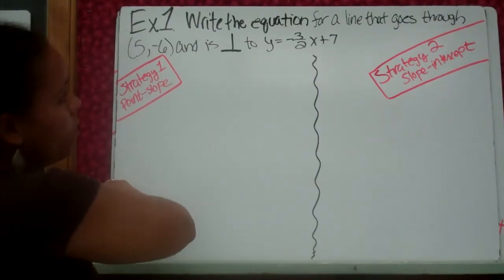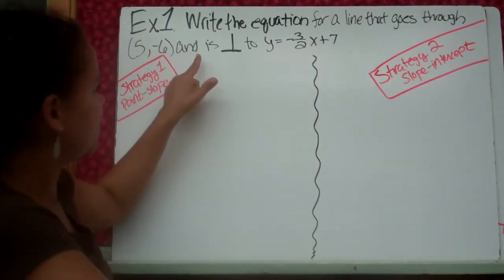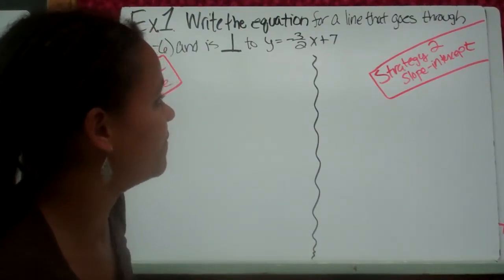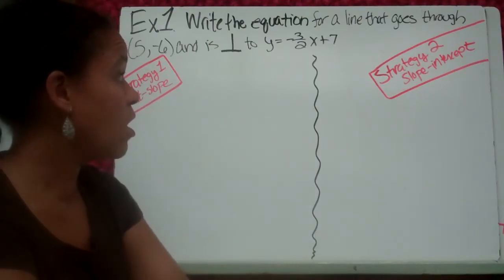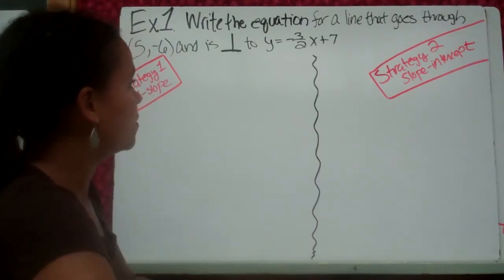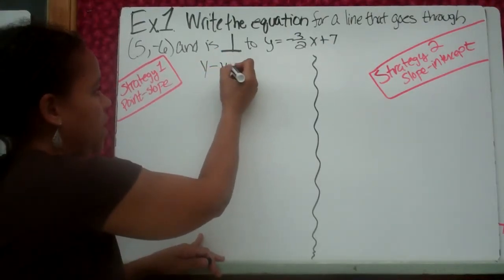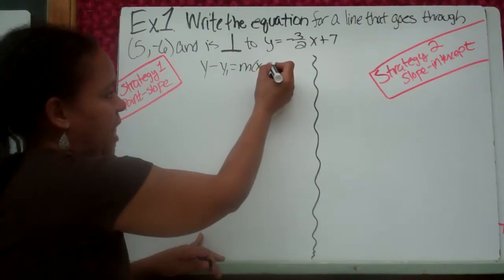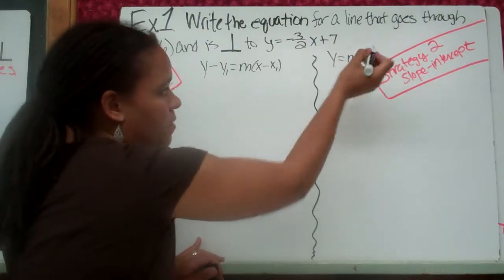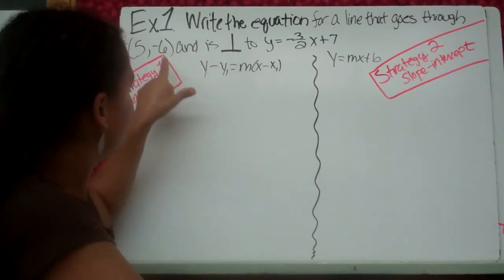All right, so we want to write the equation of the line that goes through (5, -6) and is perpendicular to y equals -3/2 x plus 7. So we've learned two strategies so far, and we're going to look at both of them to solve. So we have point-slope form, which we just had: y minus y1 is equal to m times x minus x1. And of course, slope-intercept form, y equals mx plus b. So let's look at these and solve them both ways, or write the equations in both forms.